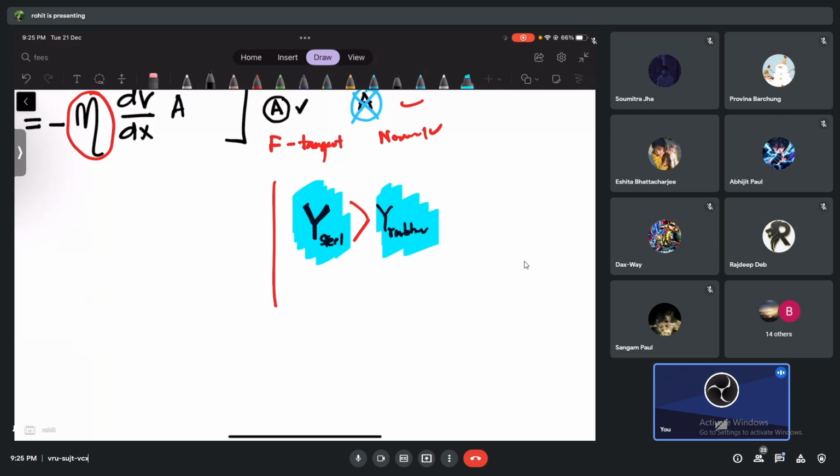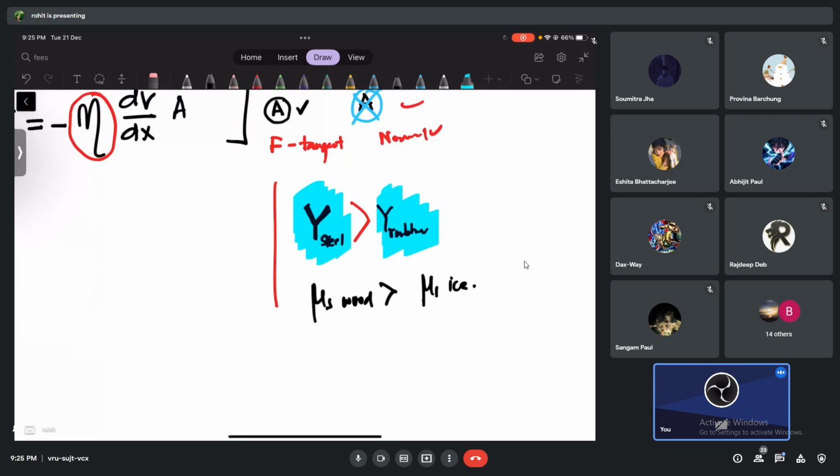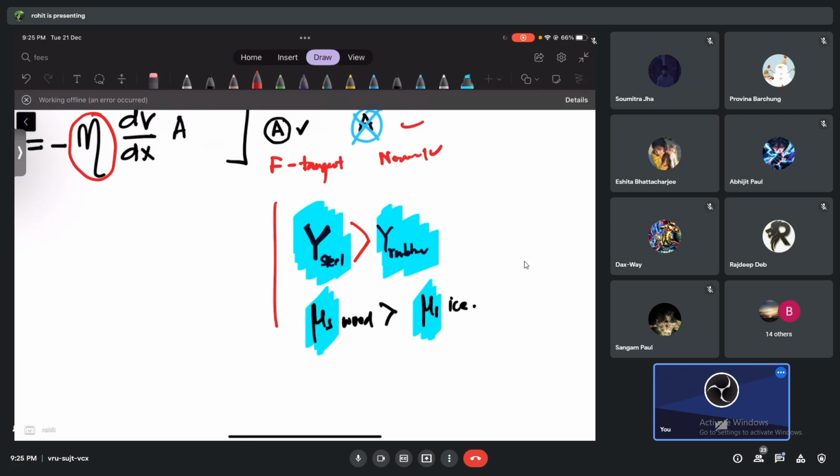I'll tell you another one. The coefficient of static friction for wood and wood is greater than the coefficient of static friction for ice. What do these numbers tell you? That the opposing frictional force will be less in ice compared to wood. We just have to know these coefficients. This is also actually a coefficient.